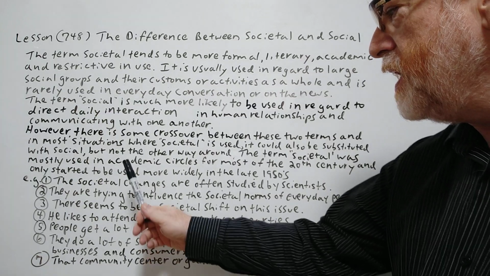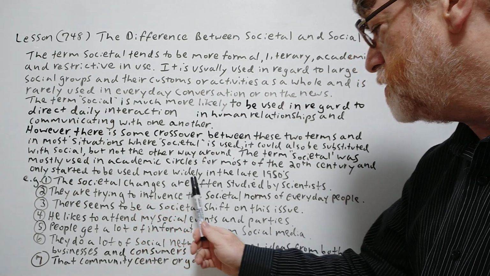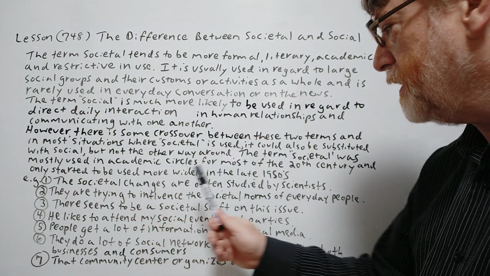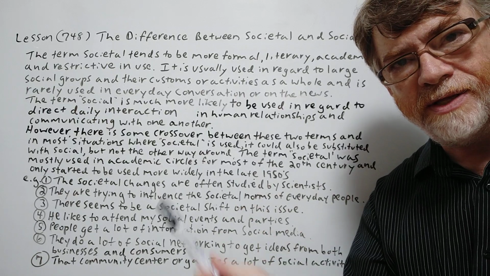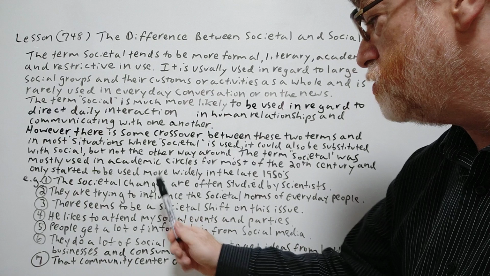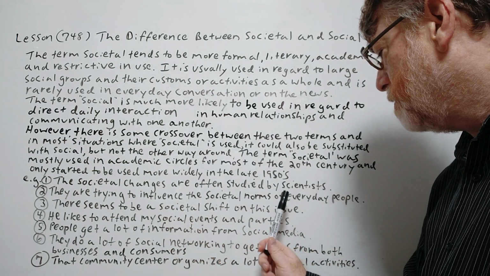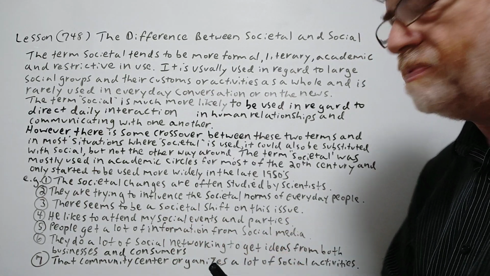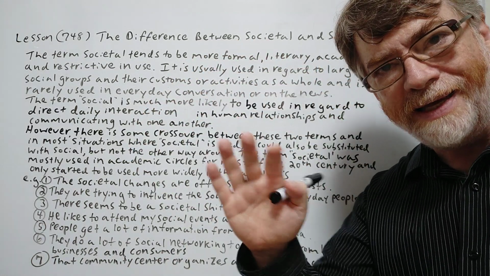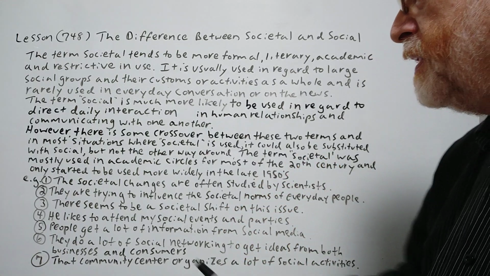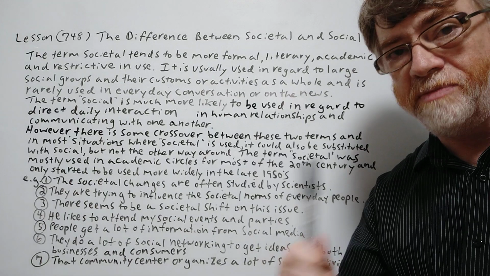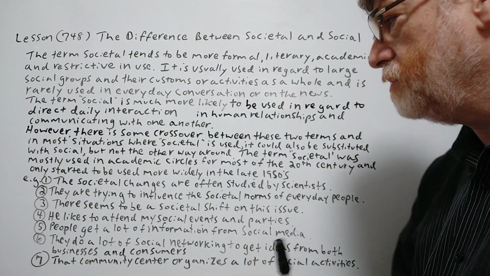All right, here's the first one. The societal changes are often studied by scientists. So we might use it with a word like changes. And again, scientists, so this sounds more like academic circles. Number 2, they are trying to influence the societal norms of everyday people. So again, both of these uses just mean the society as a whole, not like individual or personal. Number 3, there seems to be a societal shift. Shift also meaning like change here on this issue.